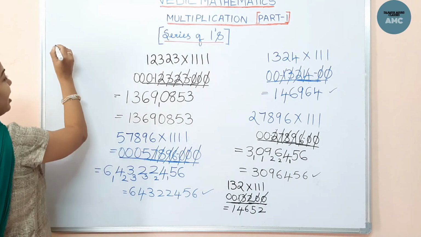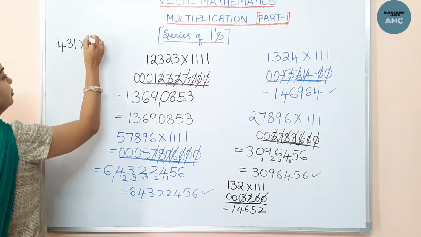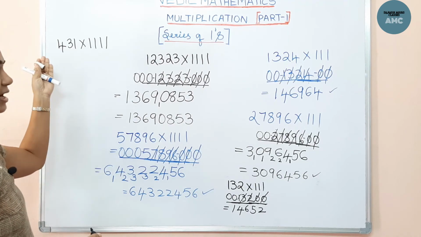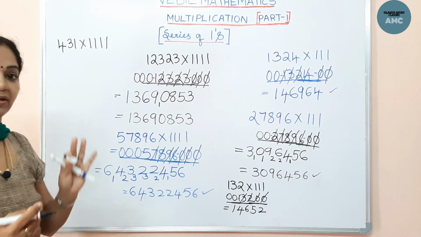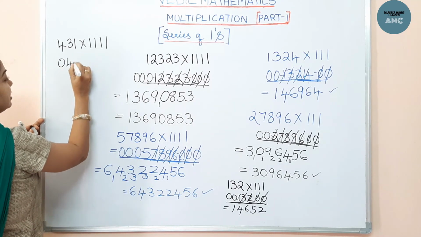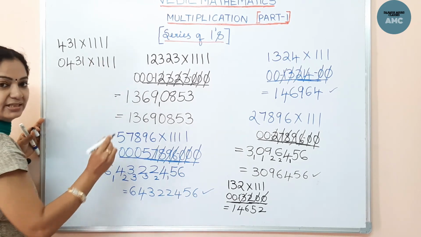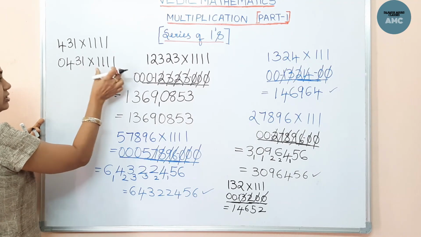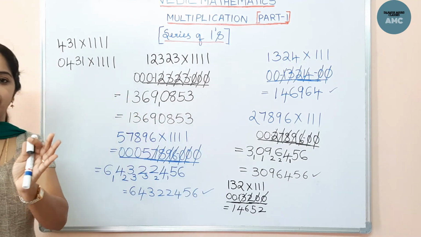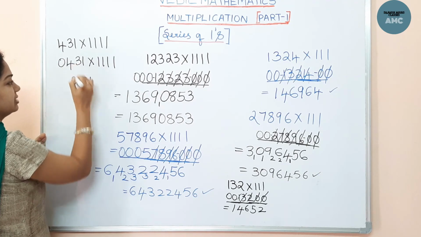If in case you have 431 into 4 ones, suppose the number of digits on this side are less than the number of ones, what you have to do is place a 0 here, 0 4 3 1 into 4 ones. Now we can easily say that the number of digits on both sides are equal. So proceed likewise with the same procedure, dropping this number along with the 0. This is the actual number.